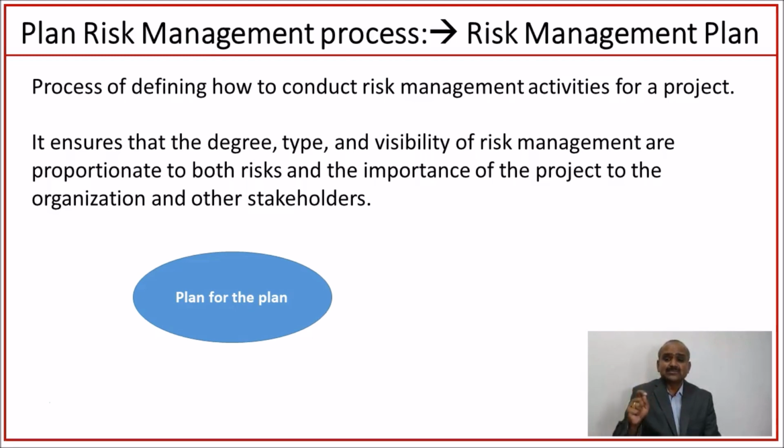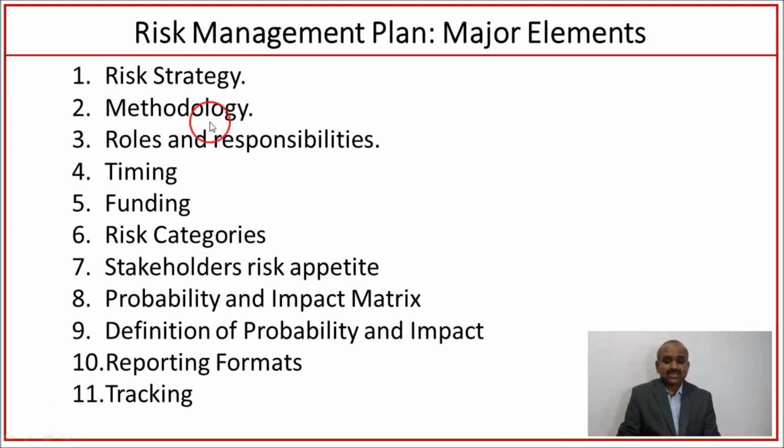So, the risk management plan is the plan for the plan. Okay. Now, the major elements of risk management plan are risk strategy, methodology, roles and responsibilities, timing, funding, risk categories, stakeholder risk appetite, probability and impact matrix, definition of probability and impact, reporting formats and tracking. Let us understand these 11 elements in detail.